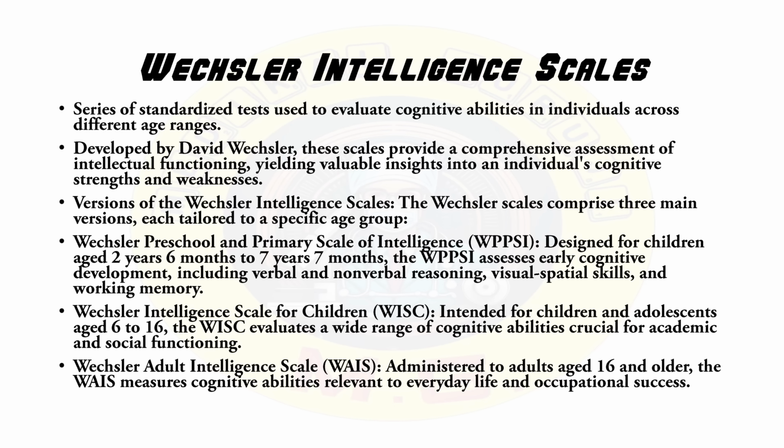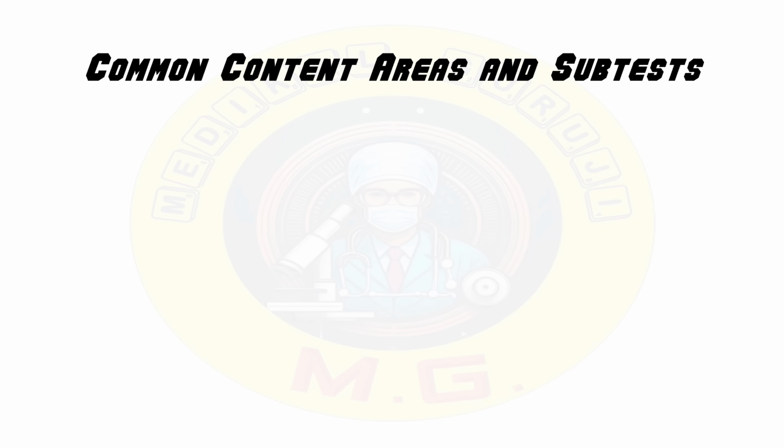Although there are different versions of the Wechsler scales, content areas and subtests are common. Each Wechsler scale consists of various subtests that assess different cognitive domains. These subtests are grouped into composite scores, providing a comprehensive profile of an individual's cognitive strengths and weaknesses. The specific subtests and composite scores may vary across different versions of the Wechsler scales. Common content areas and subtests include verbal comprehension.